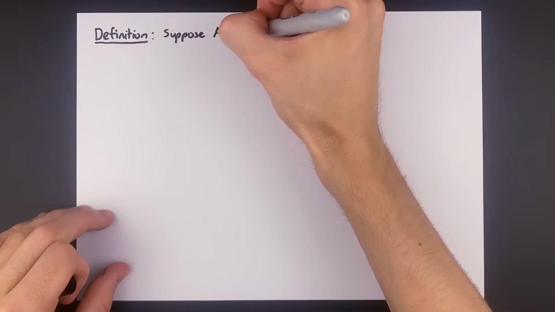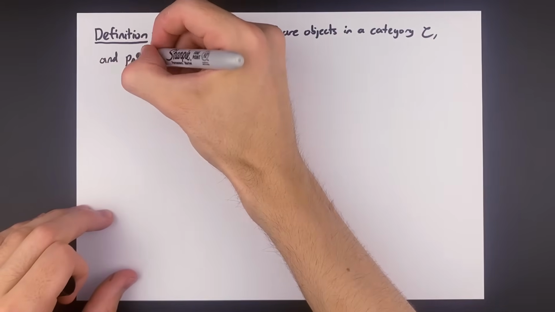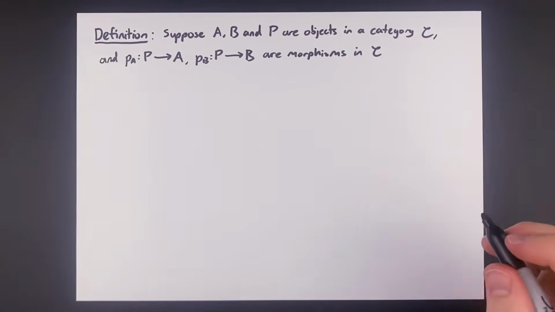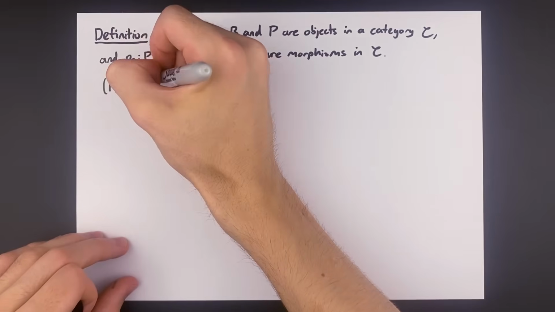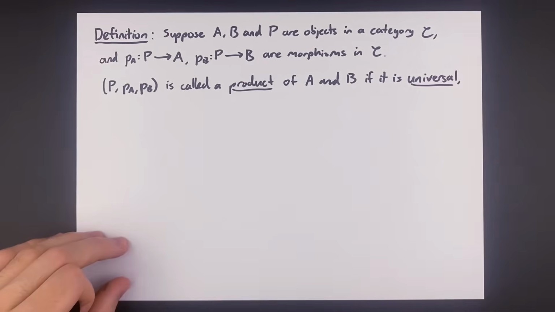Suppose I have two objects, A and B, in some category. If I have another object, P, a morphism from P to A, which I'm going to call PA, and a morphism from P to B, which I'm going to call PB, then that collection of three things is called a product if it is universal.